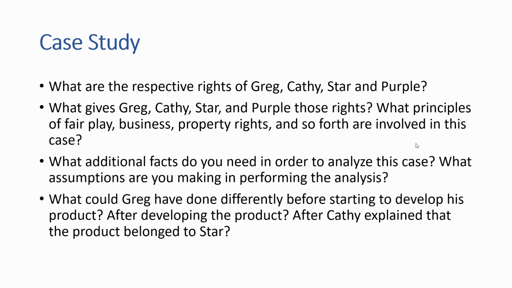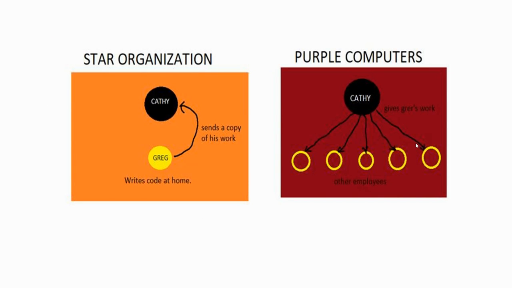So we're trying to analyze some situations in the case study. The first thing is, what are the respective rights of Greg, Kathy, and Star and Purple organizations? As per my view, all the rights belong to Greg, because he wrote the code and developed the program. If he can prove that it's all owned by him, then all the rights and the patents will go to Greg.